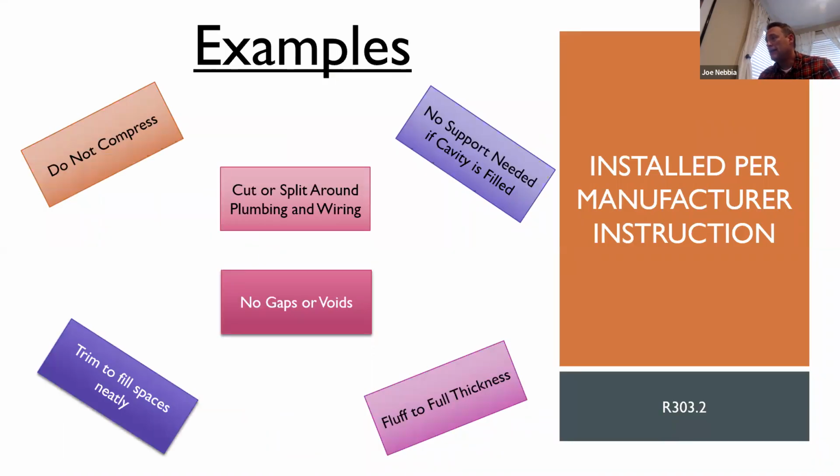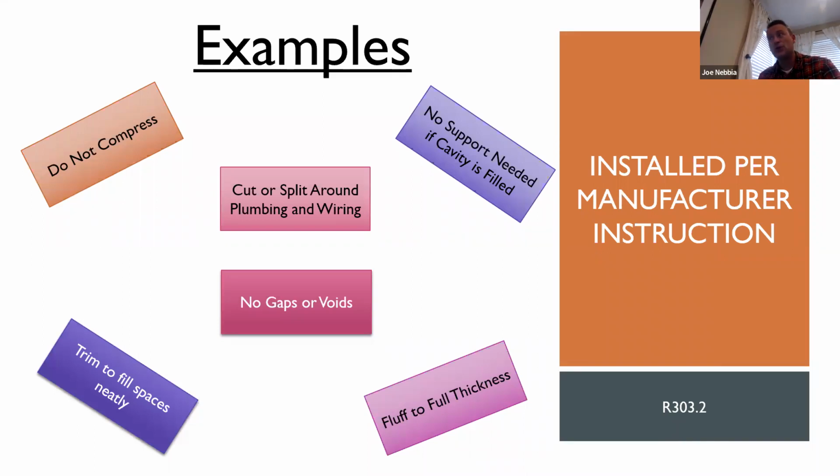Something to keep in mind that doesn't fit into prescriptive or mandatory language that I just talked about is there is a general requirement in the code in R303.2 in the 2021 IECC, but it's been in the code for some time, that all insulation has to be installed per the manufacturer's instructions. So this is kind of a catch-all requirement, and it is in effect mandatory because it's not part of a specific compliance path, it's just code compliance.